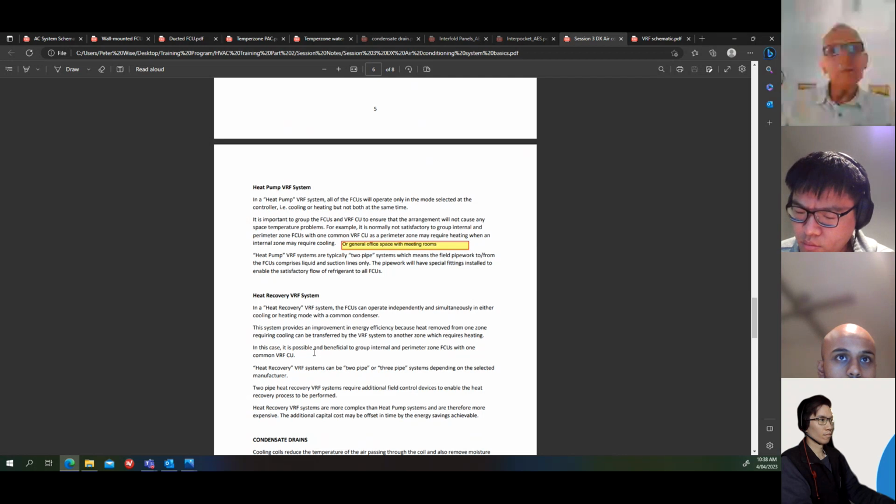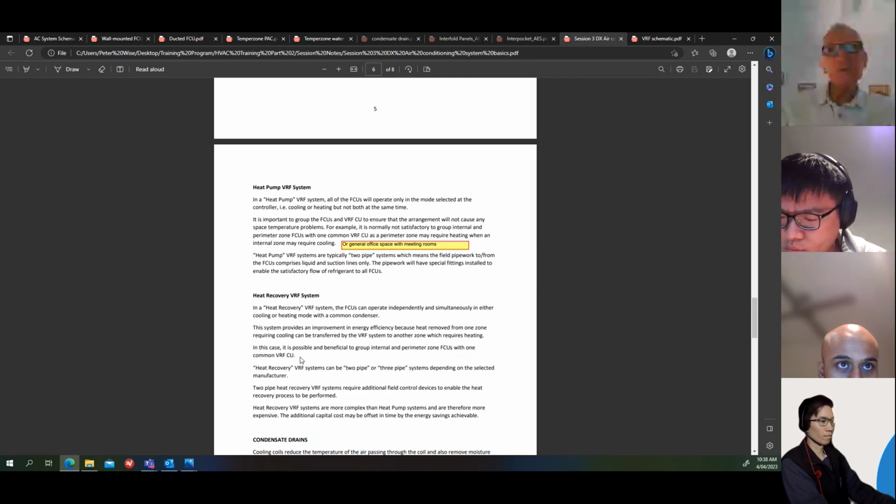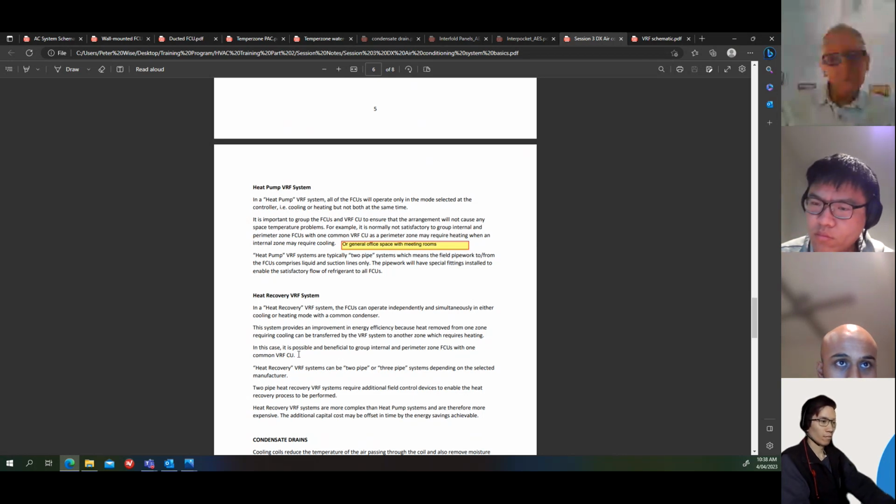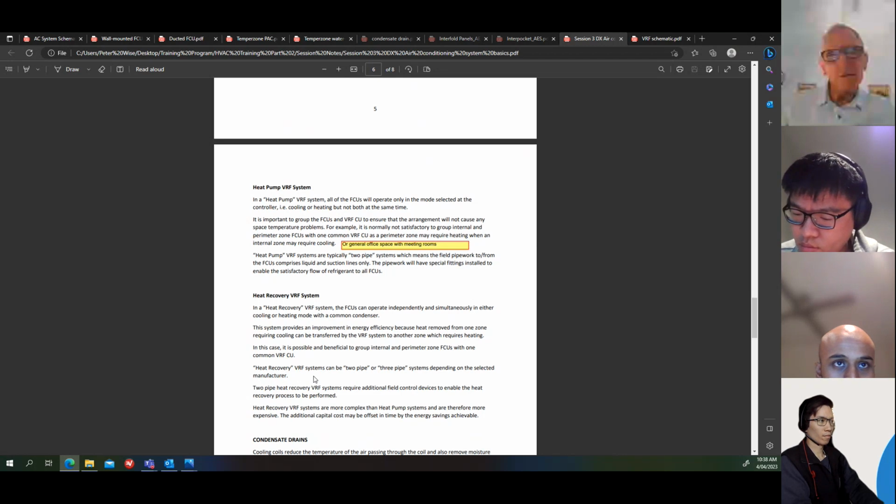In this case, it's possible and beneficial to group internal and perimeter zone fan coil units with one common condensing unit. So now it doesn't matter. You can connect whatever you like to it now, and it's beneficial to do that. You can get two-pipe systems or three-pipe systems, depending on the manufacturer.